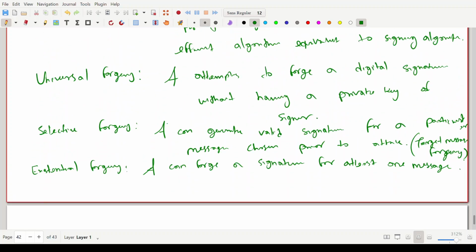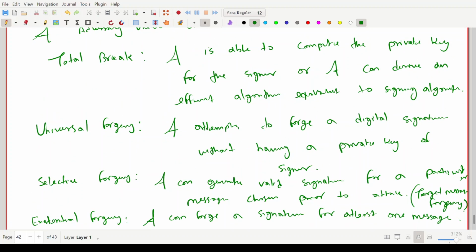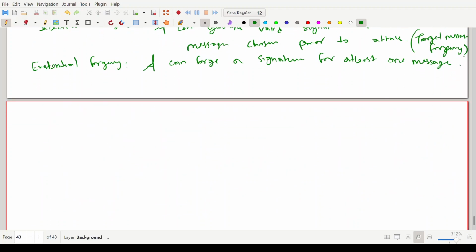Selective means he can select a message and then attack and get the signature on that. Universal forgery means he can generate the digital signature without having the private key of the signer. The first one was that he gets the private key of the signer, that is total break. Second is without the private key he gets the signature, that is universal forgery. And then selective and existential.